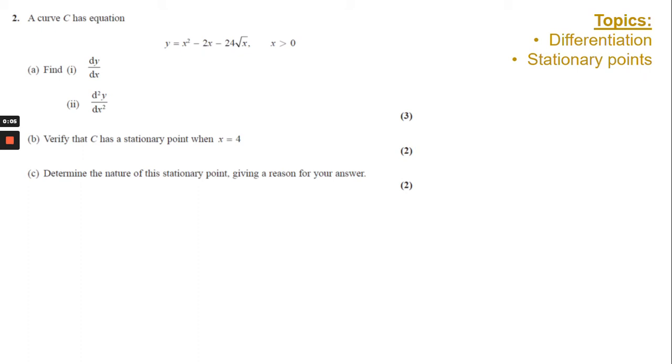Today we are going to be looking at a question taken from paper 1 in June 2018, and the question is based around differentiation and stationary points. It was question 2 in the paper and we're going to go through it today.